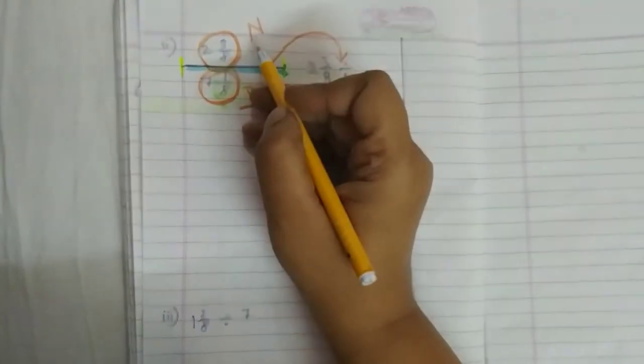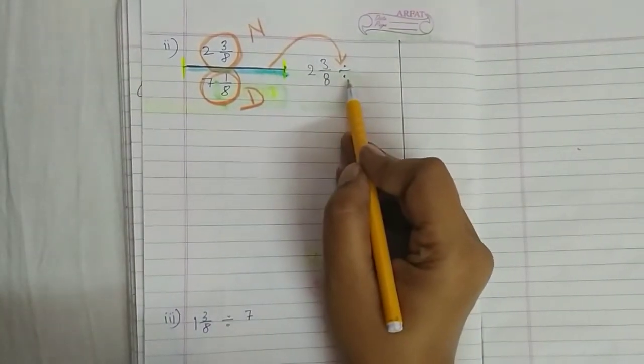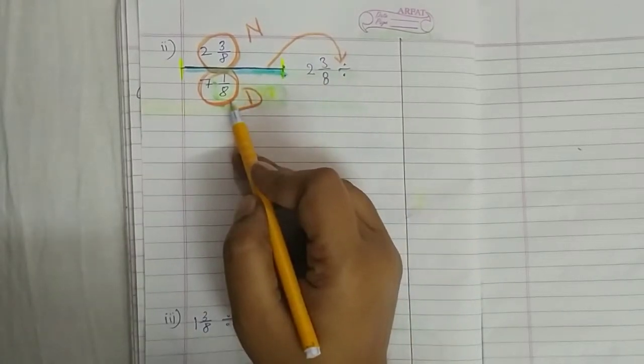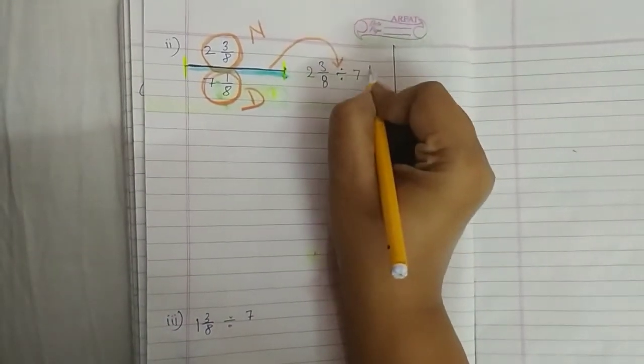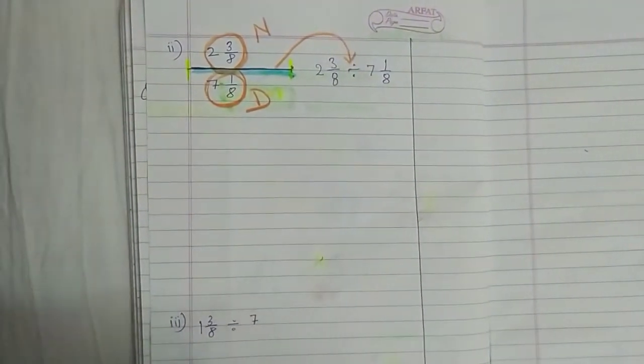We all know that numerator is dividend. I have written it at the dividend place. Division bar has changed into division sign. And this denominator is divisor. So I am writing 7 whole 1 upon 8 as divisor. This much is clear, children?